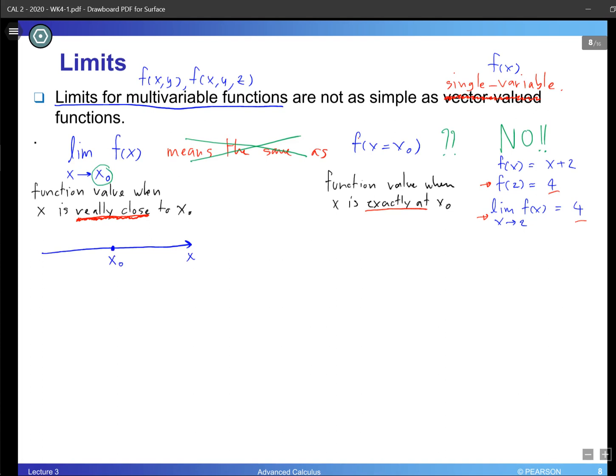Let me approach this x0 point maybe from the left hand side. I'm going to approach it like this, and I'm going to stop just before I get there, because I don't want to be there, I just want to be close. So let me stop it right here, and I think it's close enough. You can go a little bit closer if you want, but for me this is fine. It's really close.